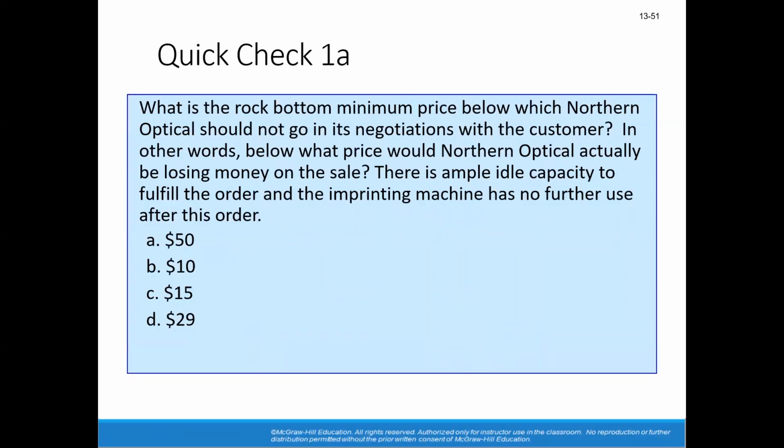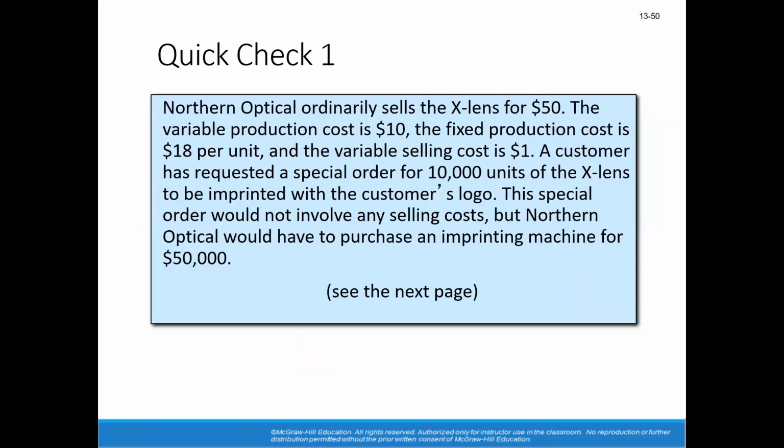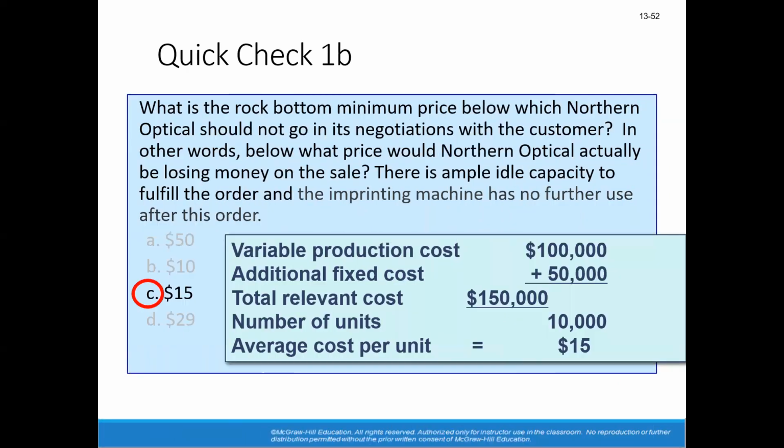What is the rock bottom minimum price below which Northern Optical should not go in its negotiations with the customer? In other words, below what price would Northern Optical actually be losing money? That makes sense? What would be the amount? You take the variable production cost plus needing to buy that other piece of equipment, $150,000. If we're making 10,000 units, this is the very bottom number, $15 per unit.